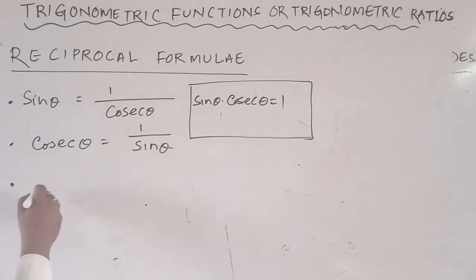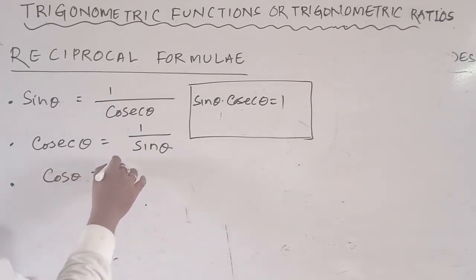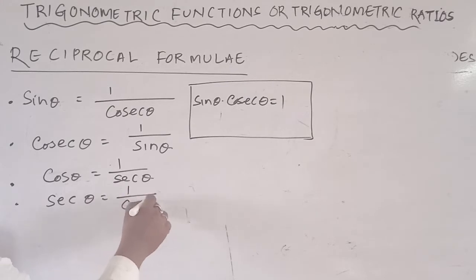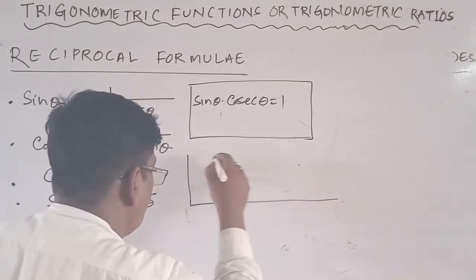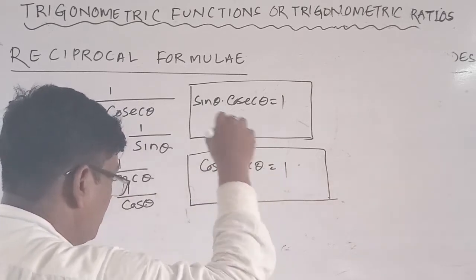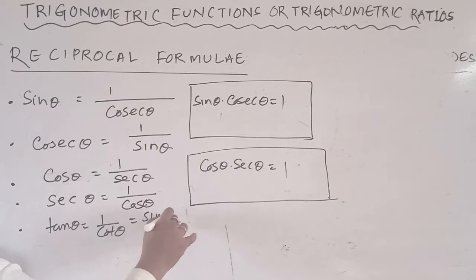Now, cos theta is equal to 1 by sec theta, and sec theta is equal to 1 by cos theta. The main formula is cos theta into sec theta is equal to 1. Now similarly, tan theta is equal to 1 by cot theta, or sin theta by cos theta.